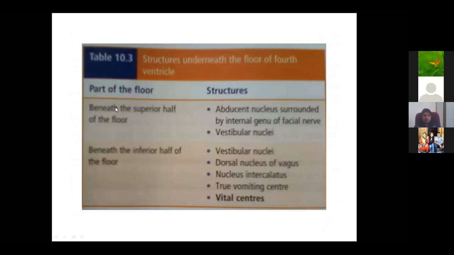So what are the structures? In the upper half, you have the abducens nucleus surrounded by the internal genu of the facial nerve forming the facial colliculus. Then you have the vestibular area, and in the inferior half you also find the vestibular area along with the vagal triangle, hypoglossal triangle, and the vomiting center, that is the area postrema, along with the vital centers, that is the cardiac and respiratory center of the medulla.